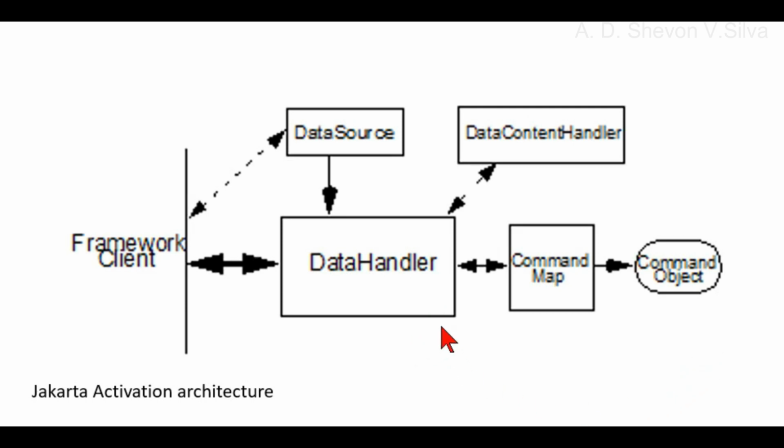Jakarta Activation includes two data source class implementations for convenience. FileDataSource accesses data held in a file. URLDataSource accesses data held at a URL.